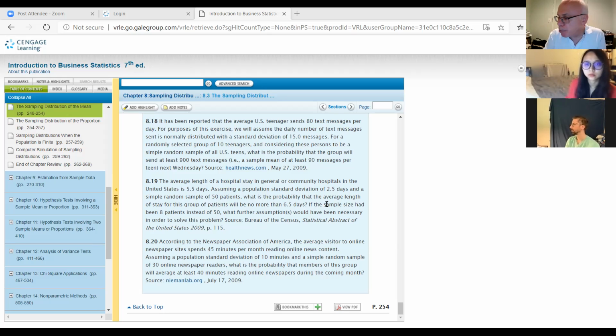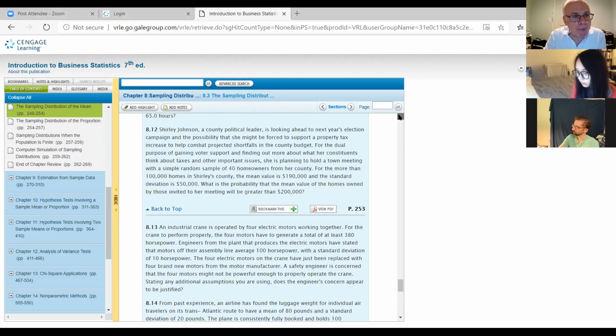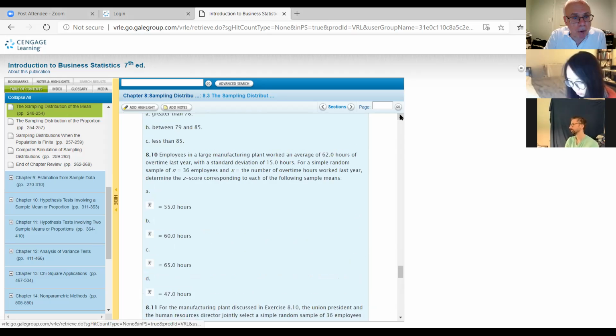To go back to the previous problem, which was number 11, I think that was the one we worked on before, it was the same issue. If you go to 8.10, actually, where it describes it, it does not say that the population is normally distributed, but sample size is 36, which is greater than 30. So again, it's the central limit theorem, and we can say the sampling distribution is approximately normal.